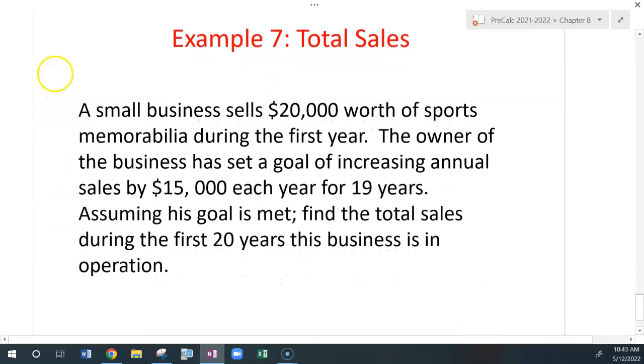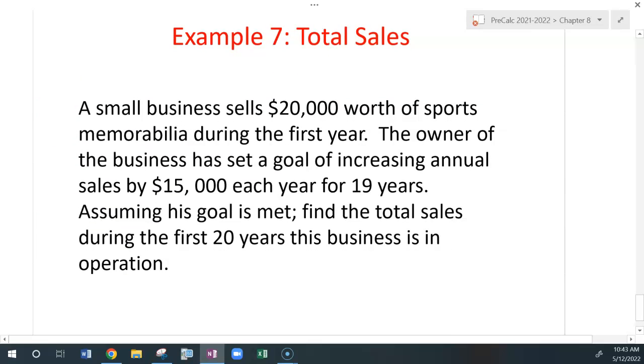All right, here's our last example. This one's the real world problem. This one comes from the business industry. We have a small business and they sell $20,000 worth of sports memorabilia during the first year. So this is things like hats, t-shirts, maybe posters, maybe jerseys. The owner of the business has set a goal of increasing annual sales by $15,000 each year for 19 years. Assuming his goal is met, find the total sales during the first 20 years this business is in operation.